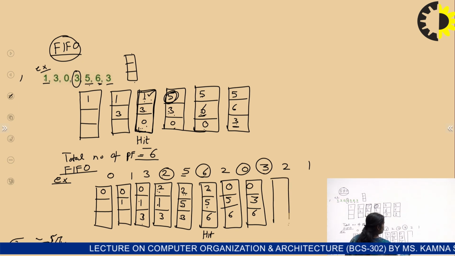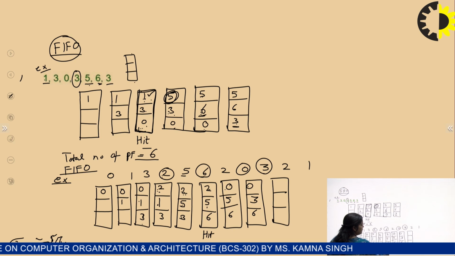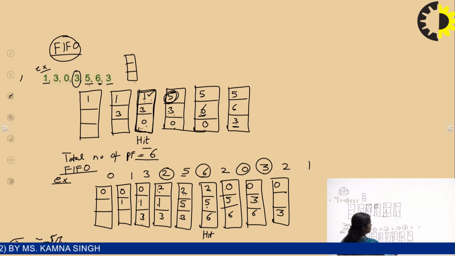Next 2 is there. 2 means 0 comes 2 times, 3 comes recently, 6 is 1, 2. So 3 you are writing over here. 6 is replaced by 3 and the 0.